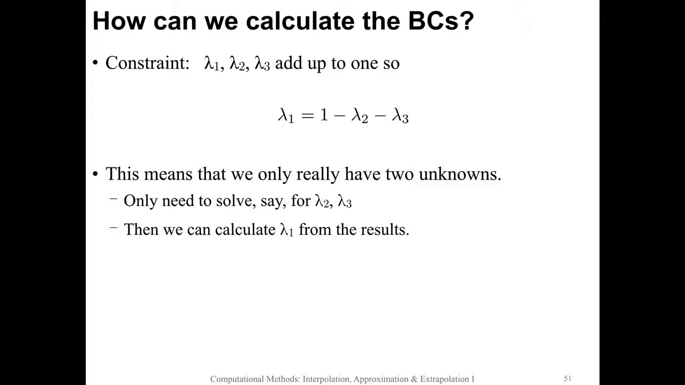There is a constraint, however, on our lambdas. They do need to add up to 1, otherwise we won't end up with a point in the plane of V1, V2, and V3. So that means we can rewrite this constraint as lambda 1 being equal to 1 minus the other two lambdas, lambda 2 and lambda 3. So actually we don't really have 3 unknowns, we have only 2 unknowns. So we only need to solve, say, for lambda 2 and lambda 3 in our equations, and once we've solved for them, we can use this simple formula to calculate lambda 1 from the results for lambda 2 and lambda 3.